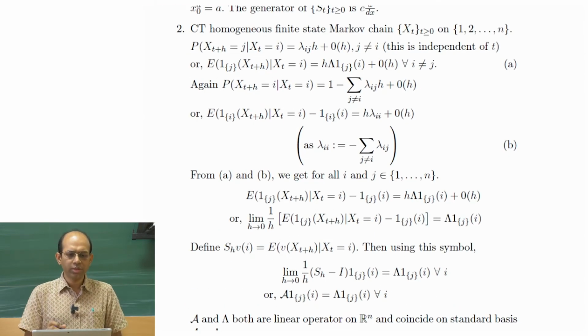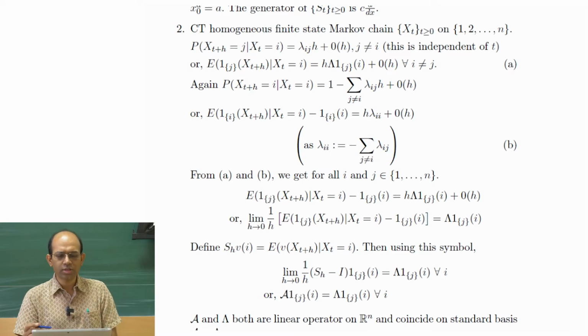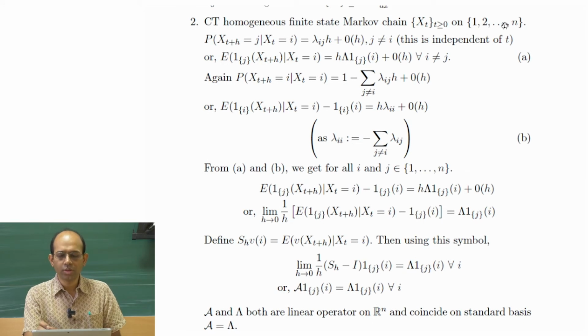So we take a CT, which stands for continuous time, homogeneous finite state Markov chain. Homogeneous means time homogeneous, the law does not change over time. So a CT homogeneous finite state Markov chain X_t on a finite state space 1, 2, 3 up to n. Since it is only a finite state Markov chain, we consider the transition probabilities.